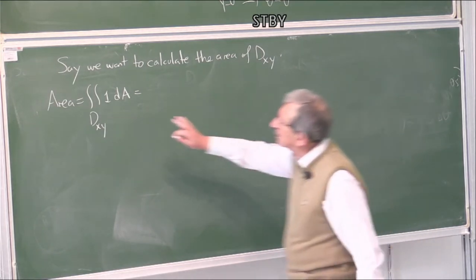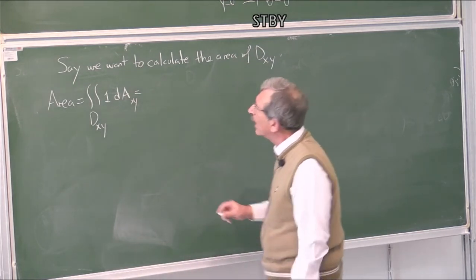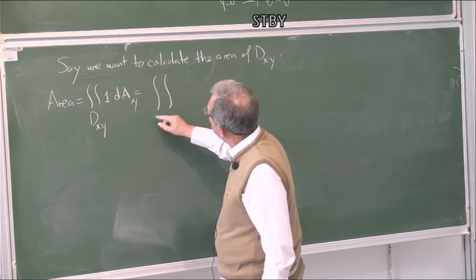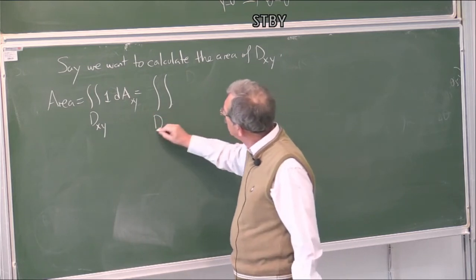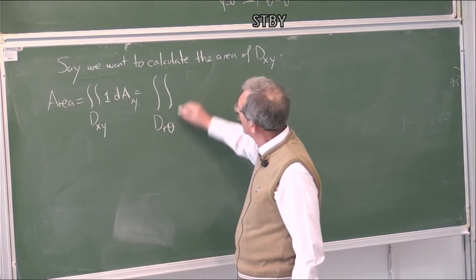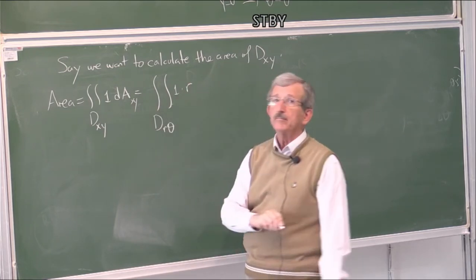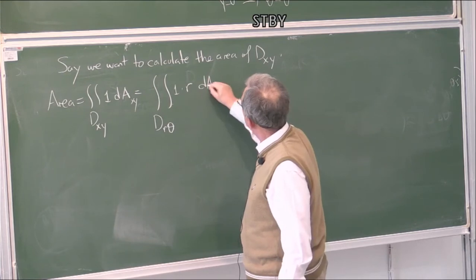So let us start from the original. These are all in the xy coordinate system. Now, we already know that if we change this to polars, we will get a new dr dtheta. We will have an extra r coming, and we will have dA_r theta.